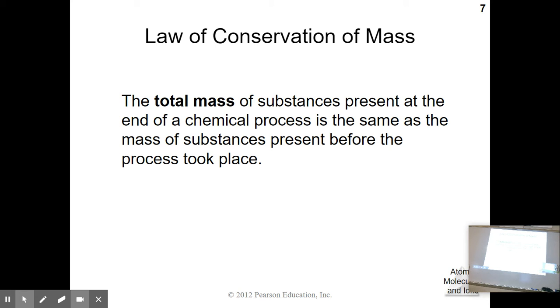Now, it may be in different forms, but you still are going to have the same mass. Again, you could go back to the whole idea of, you know, baking a cake. Put all your ingredients in, mix them up, put it into a pan. Put it in the oven. The oven kickstarts a chemical reaction. You end up with a cake. Okay? But the cake itself might be a little lighter than what you started with.